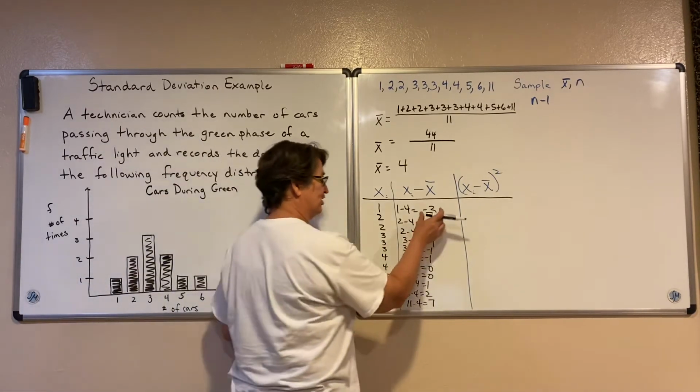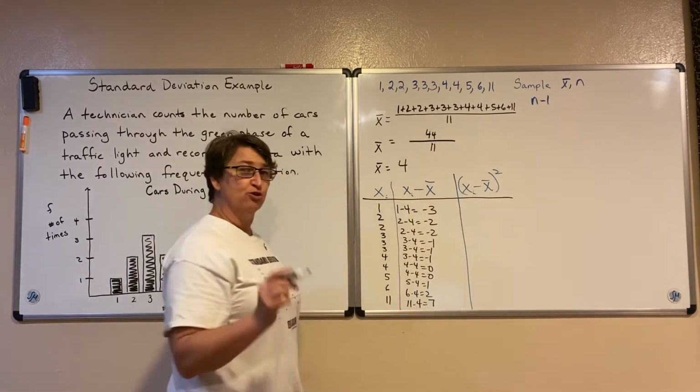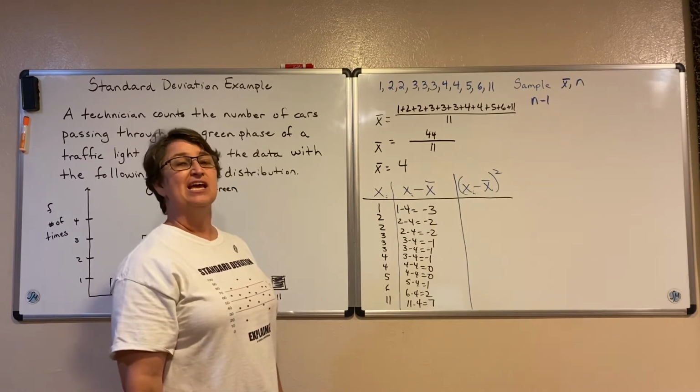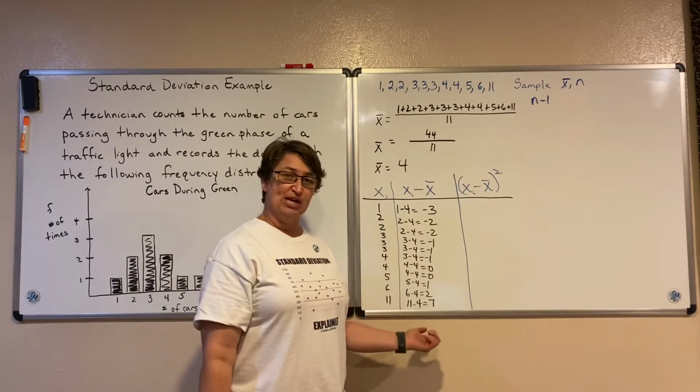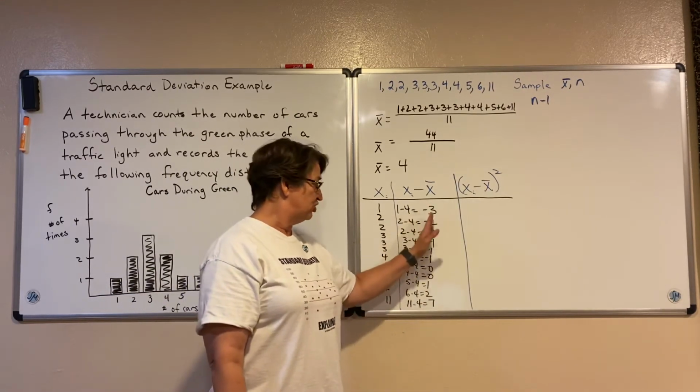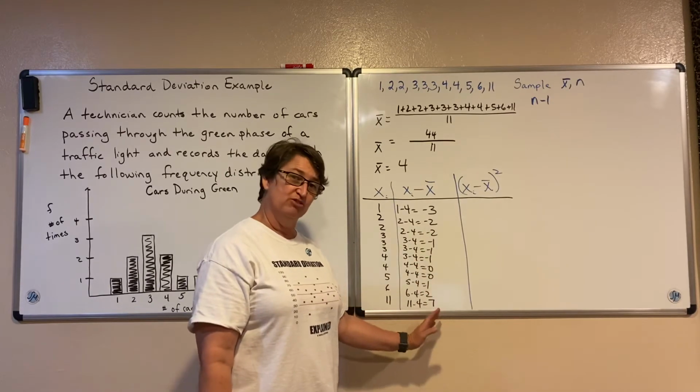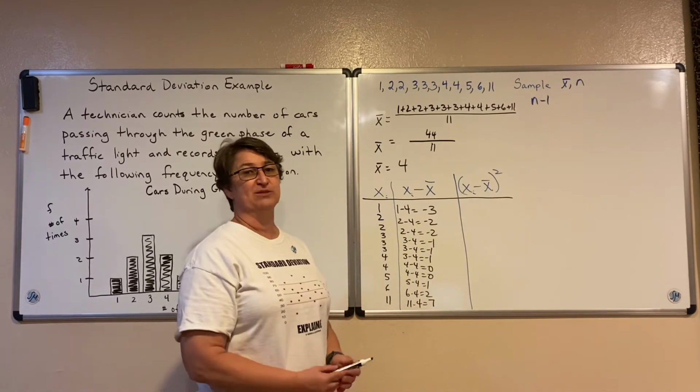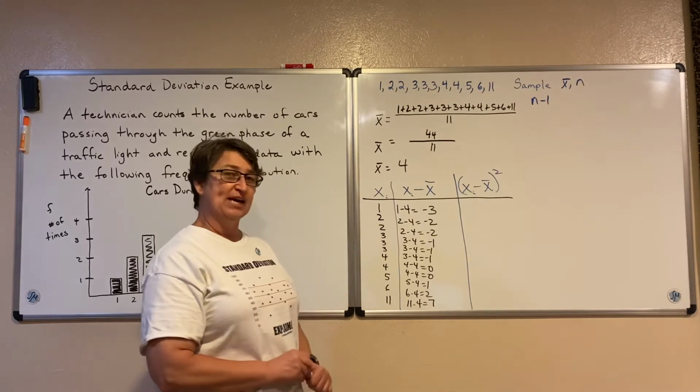Now, I'm going to take each one of those deviations. Before I do that, though, I'm going to check and see if I've gotten my mean and my subtraction correct. Then this column should add up to 0. If it doesn't, then I know I've made a mistake at this point. So I'm going to check it just to make sure.